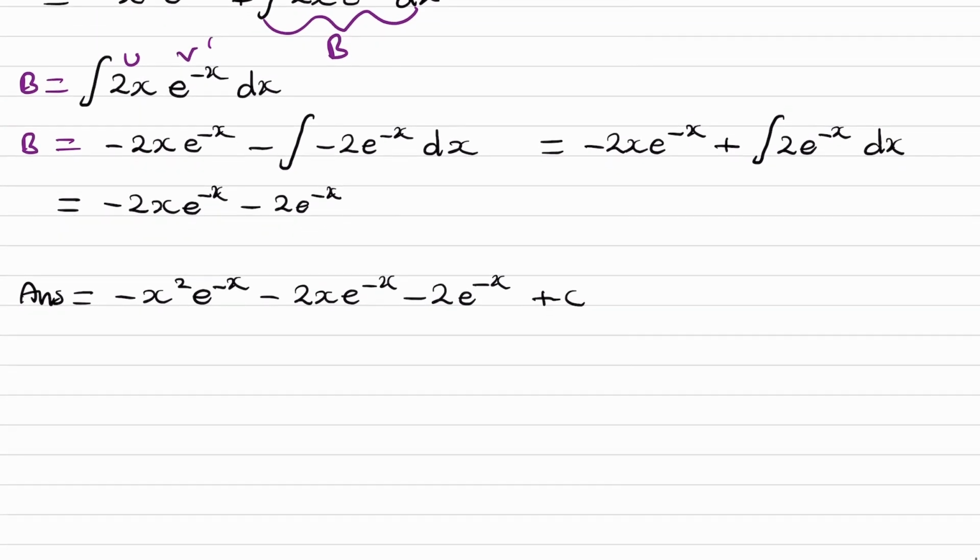We can simplify this as well. We can take out a factor of minus e to the minus x, and then what's left behind is x squared plus 2x plus 2, and then plus c.